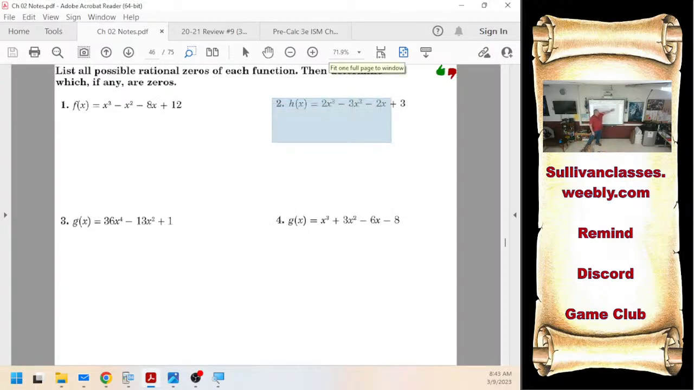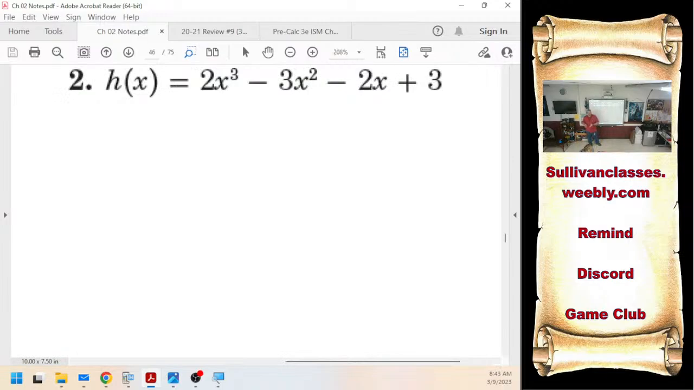For the next one, I could do that same thing, right? I could just plug it into my calculator and feel really lucky about plus or minus 1, plus or minus 3, plus or minus 1/2, plus or minus 3/2. Or, do y'all remember factoring by grouping? Do you see the 2x minus 3 on these?